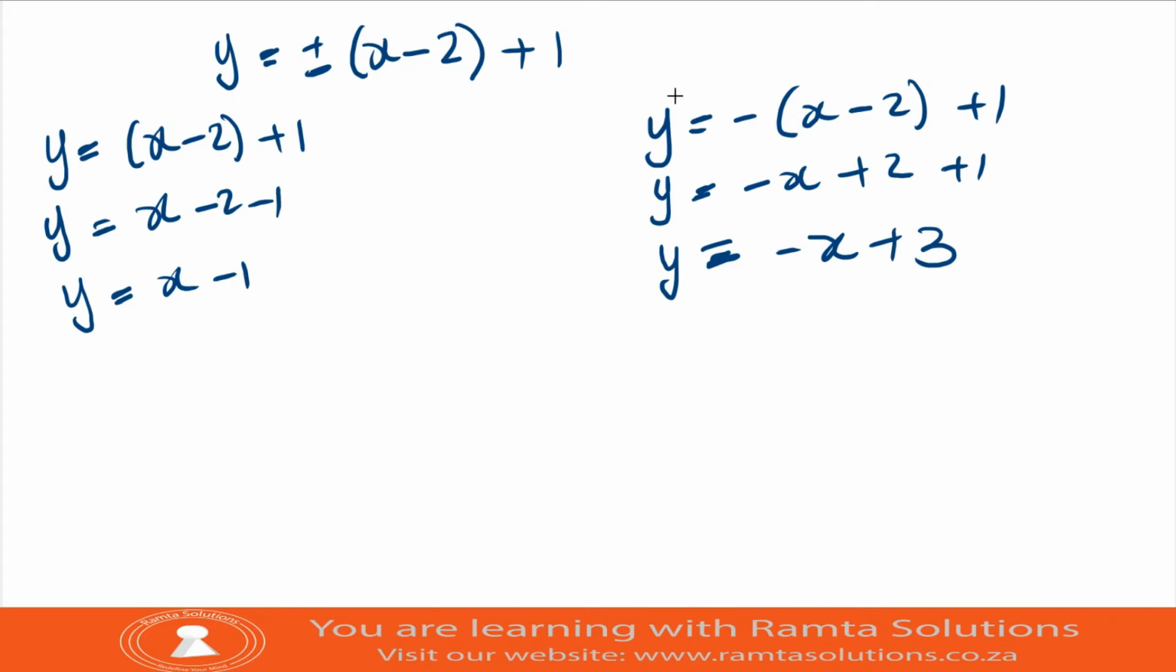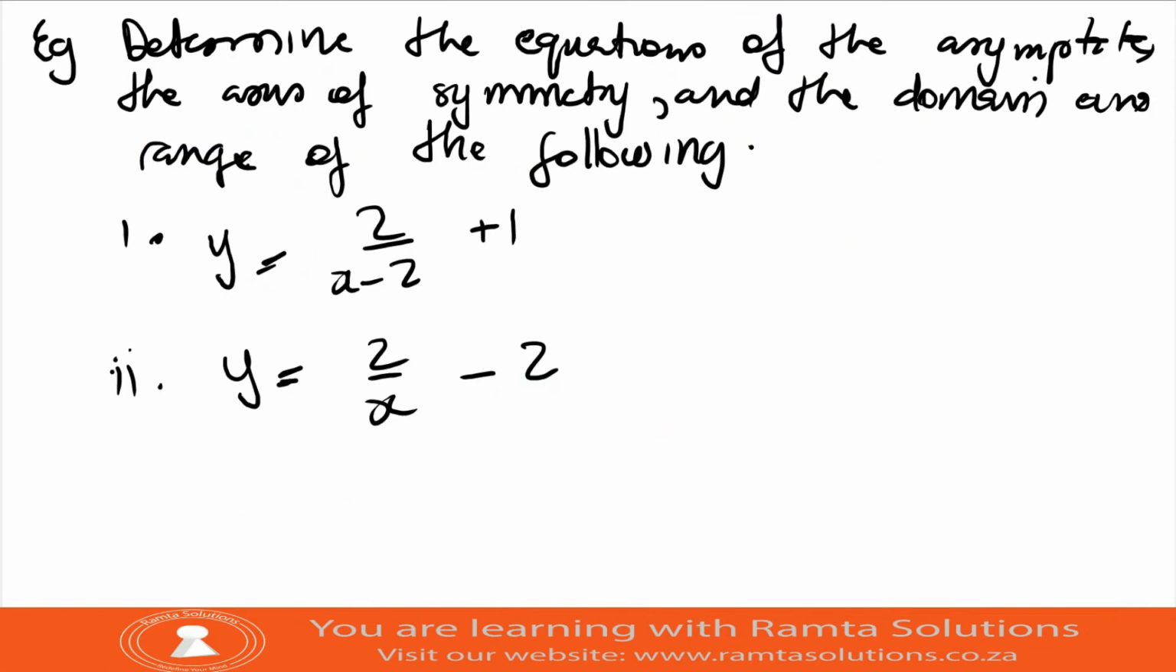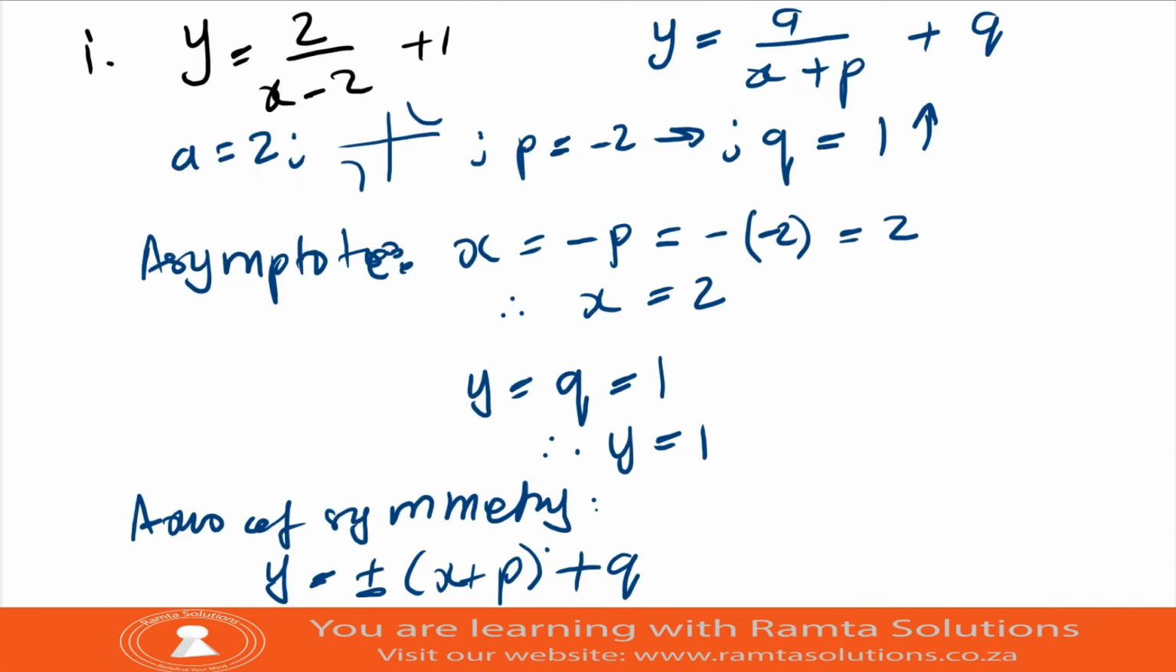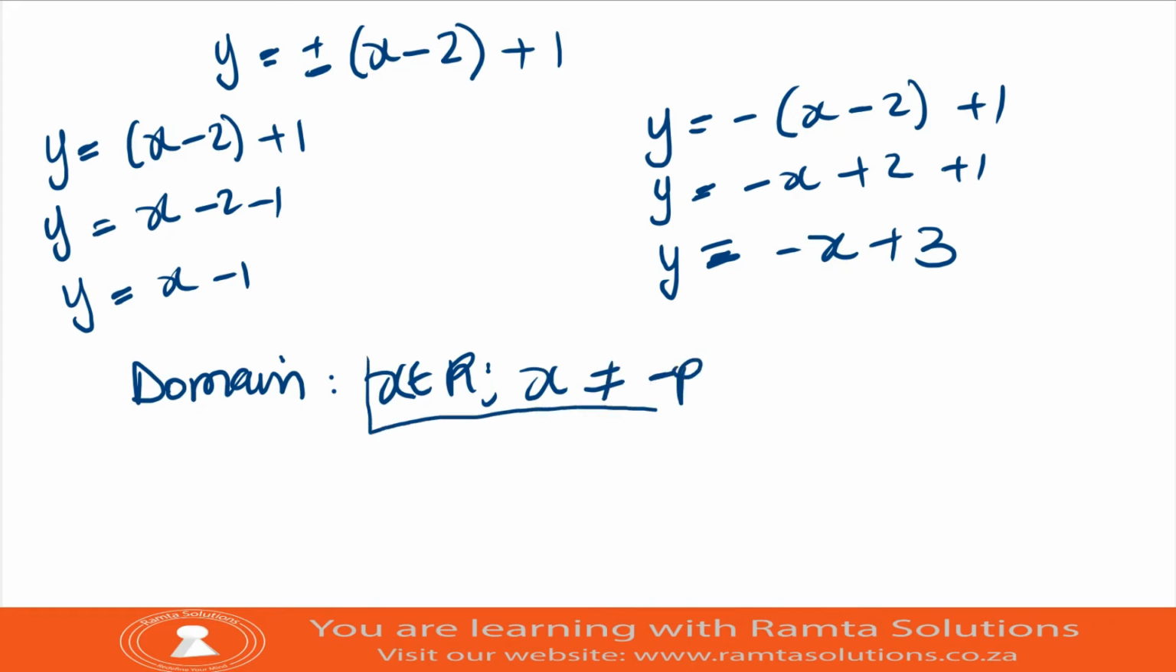Great. Now we also need the domain and range. So domain, I said x is an element of real numbers, but x is not equal to minus p. If you remember, p is minus 2, so x is an element of real numbers, but x is not equal to 2. Good.